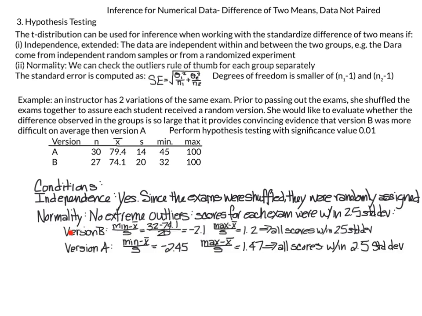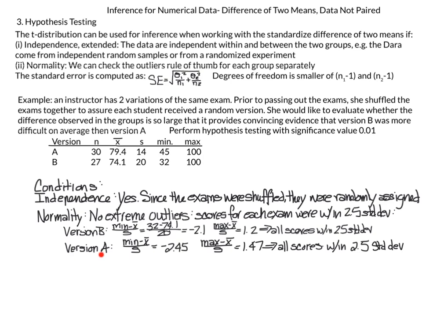So I calculated the z-score for version B. I don't know why I did version B first, but I did. So for the minimum score of 32, I wanted to know how many standard errors it was lower than the mean. So I took 32 minus the mean, 74.1, divided by the standard deviation, and I get minus 2.1. So even the lowest score is well within 2.5 standard deviations of the mean. I did the same for the max, and I saw that its z-score was 1.2. So all scores for version B are within 2.5 standard deviations.